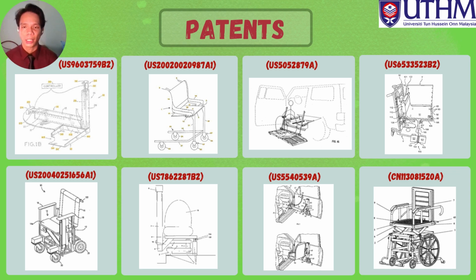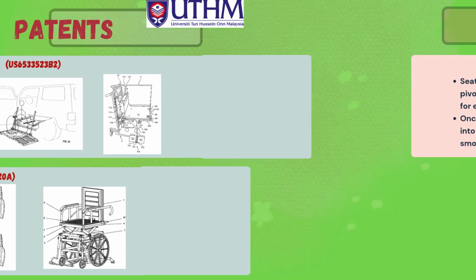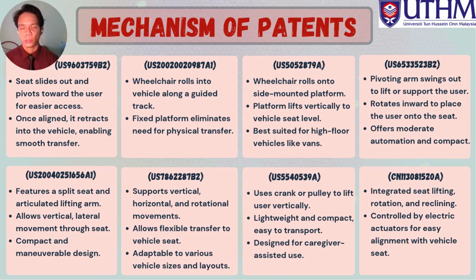Some of these designs are wheelchair based, some are designed to transfer and lift the patient from the wheelchair into the car, and some are platforms for the wheelchair, which come out and then get back into the vehicle. These are the differences in mechanism of the patents. The first patent has the seat slide out, pivot toward the user, and once it slides in, it takes the user back into the vehicle.